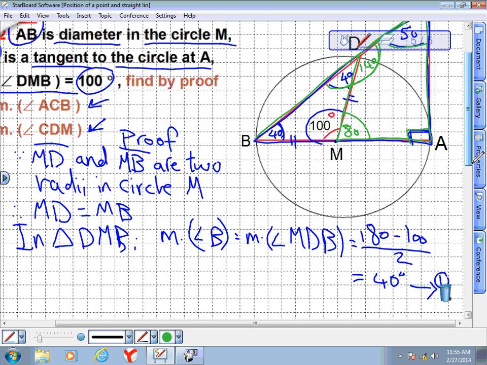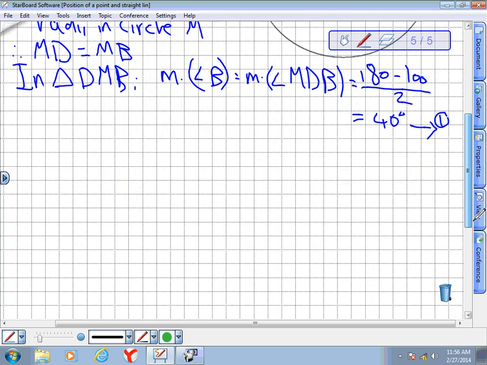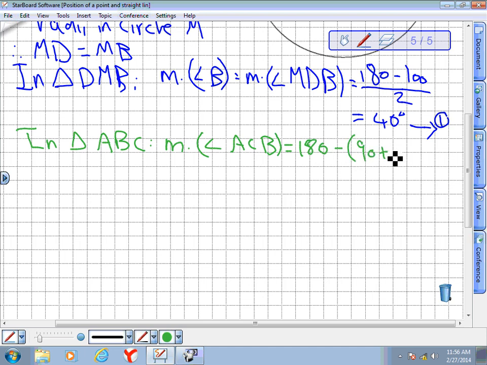Now we will write that. Proof: in triangle ABC, measure angle ACB will be equal to 180 minus (90 plus 40) equals 50 degrees, and that is the first required.